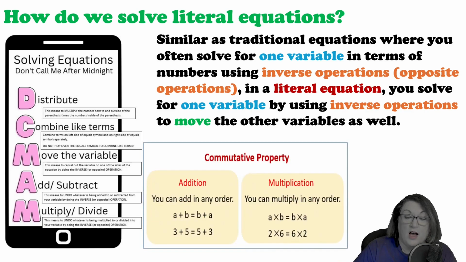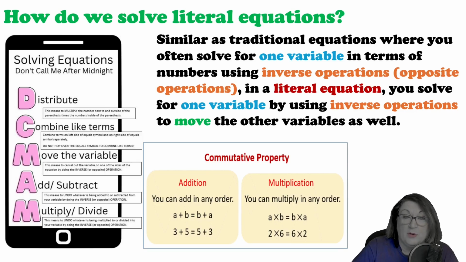Okay, so here is a property that comes in handy when you're working with literal equations. And that is the commutative property. The commutative property is for addition and also for multiplication. It basically states that if you add two numbers together, you will get the same result, the same sum, if you switch those numbers around. For instance, 3 plus 5 is 8. Well, so is 5 plus 3. So if I move those numbers around, I'm still going to get the same sum.